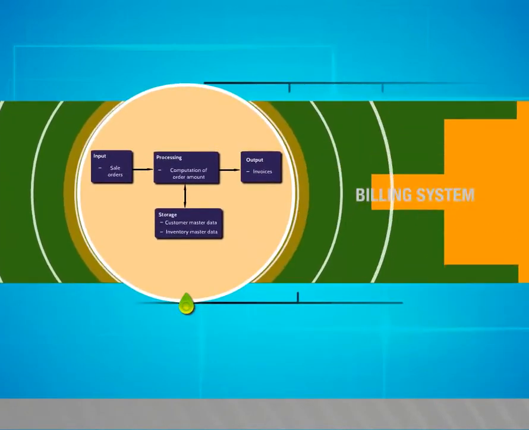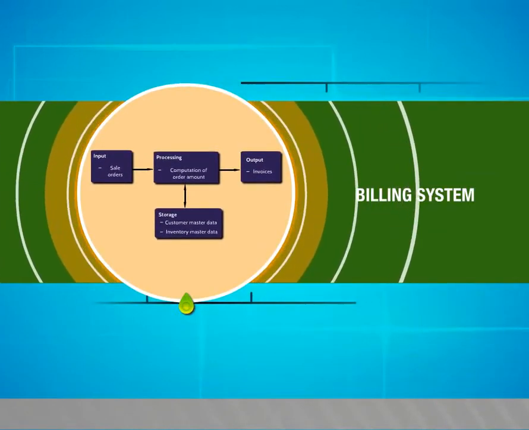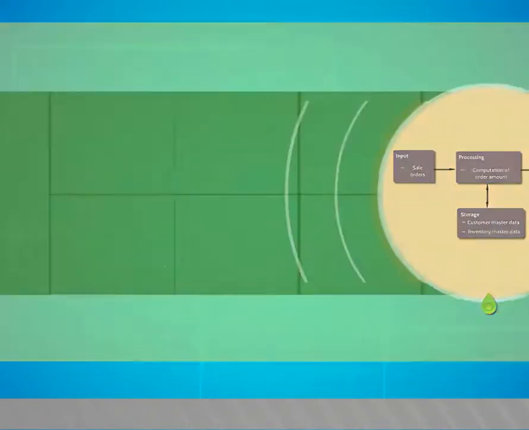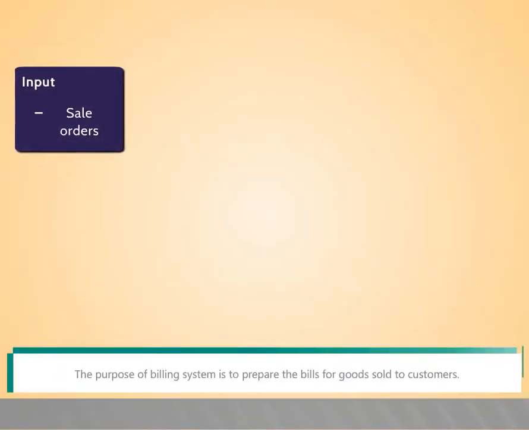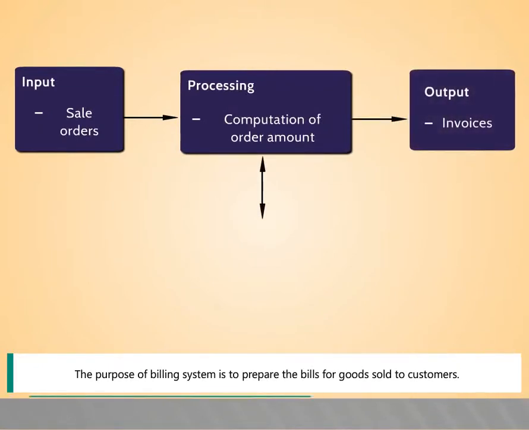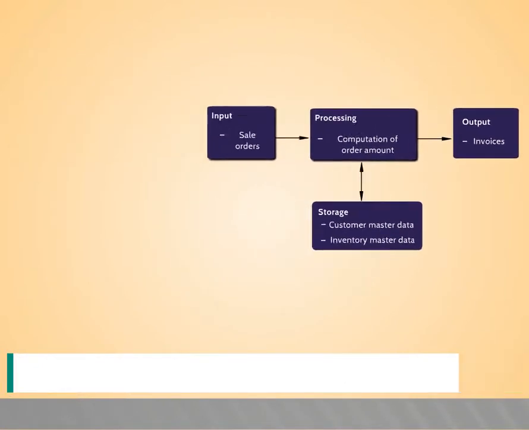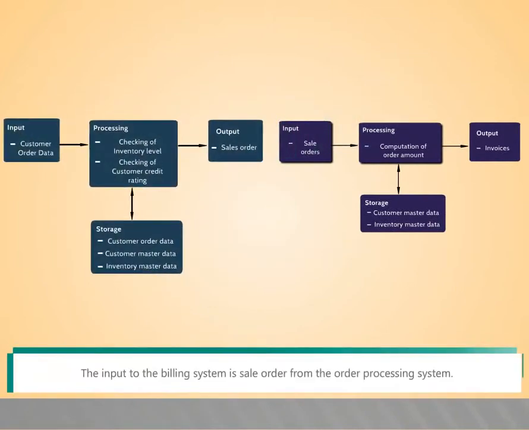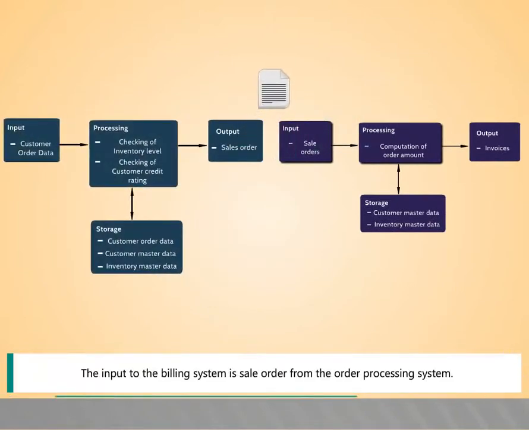Billing systems. In this video, we are going to see about billing system. The purpose of billing system is to prepare the bills for goods sold to customers. The input to the billing system is sale order from the order processing system.